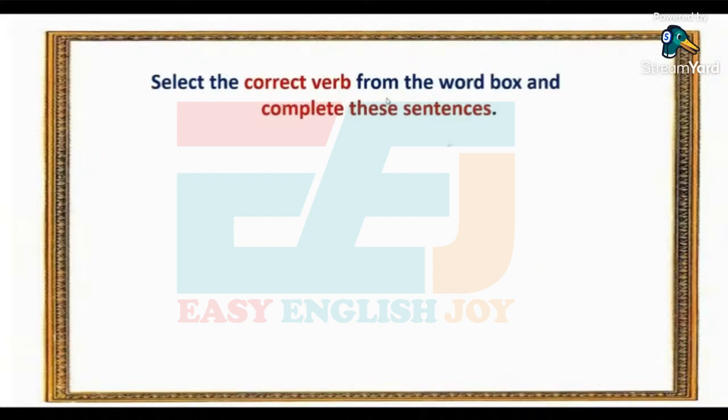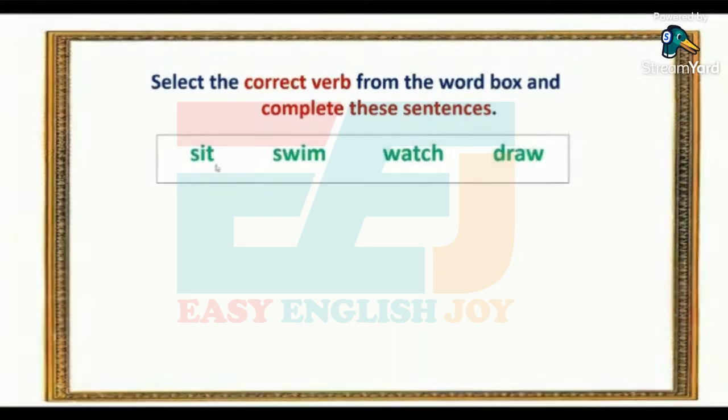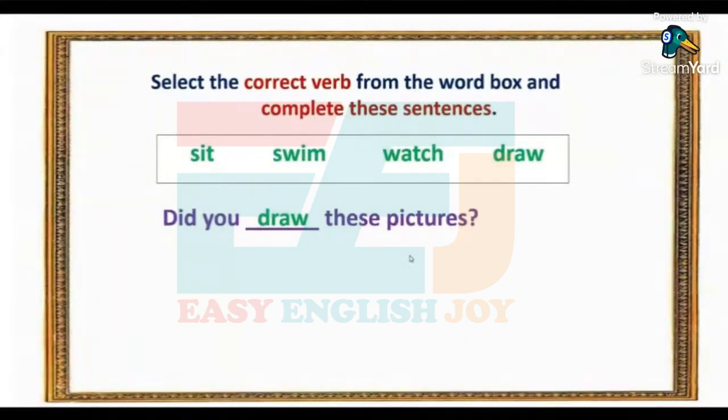Select the correct verb from the word box and complete these sentences. So, these are the words: sit, swim, watch, and draw. Did you blank these pictures? Answer: draw. Did you draw these pictures?